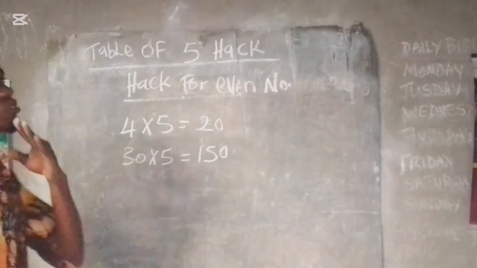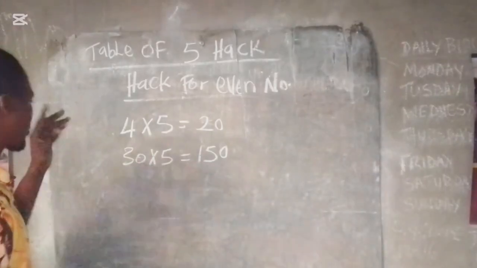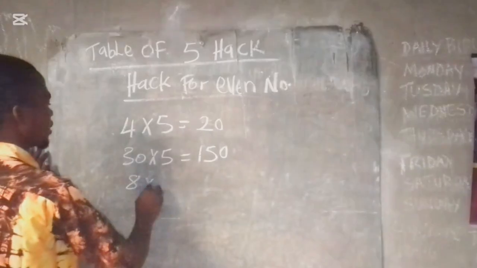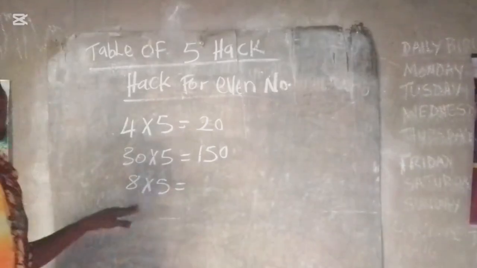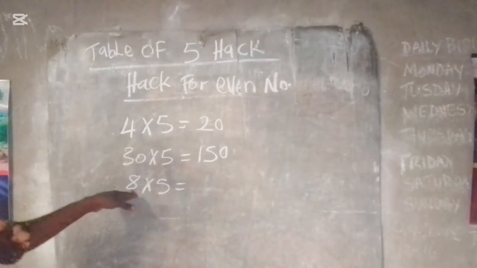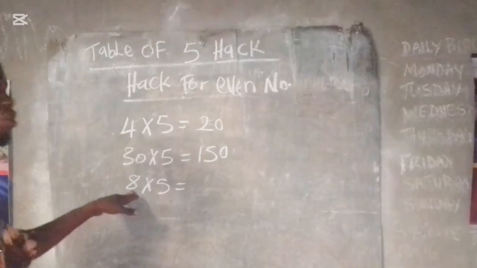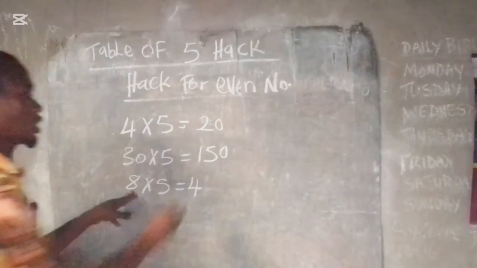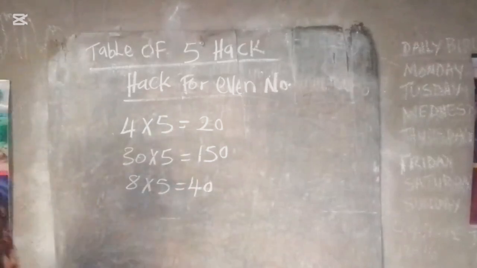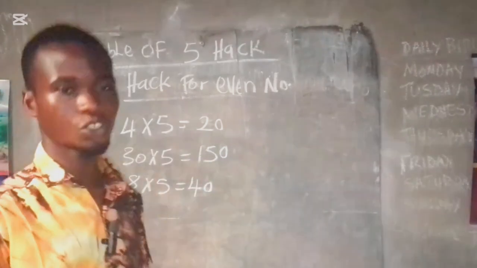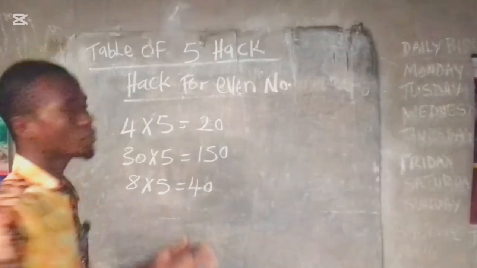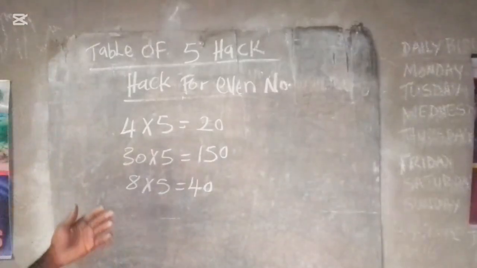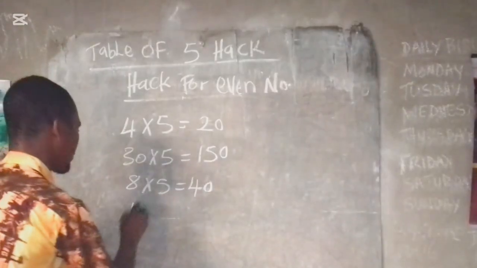Another example is a number like 8 times 5. 8 here is an even number. Half of 8 is 4. What will I do again? Add 0 to it. 40. 8 times 5 will give you 40. Let me check another example like 14 times 5.